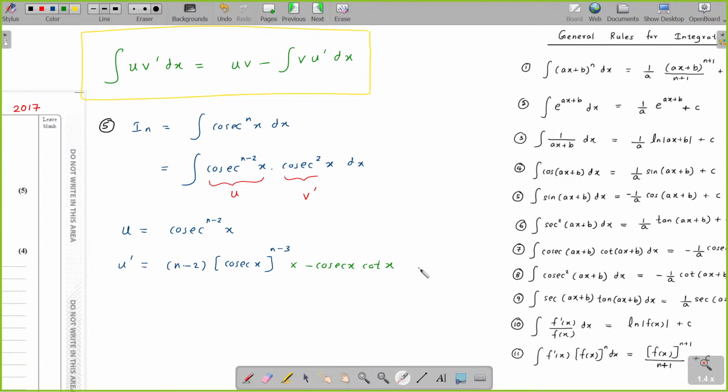Shall we simplify this a little bit more? I want to get u dash in the simplest form. N minus 2 cosec x to the power n minus 3, and here there's a cosec x to the power 1, so I can make this cosec x to the power n minus 2. So this is going to be cosec to the power n minus 2 x into cot x, and don't forget, there is a minus sign also. Just be cautious.